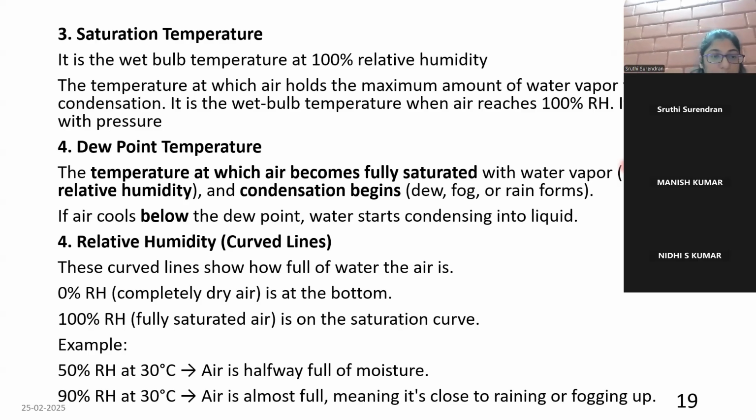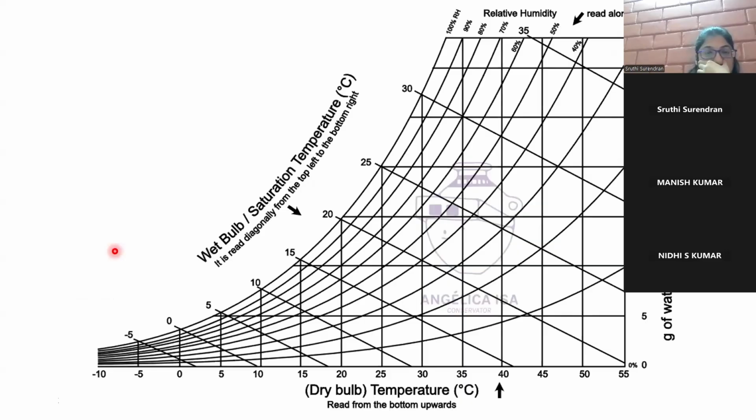And relative humidity over here, they have said the curved lines are the ones that are showing how full the water is in the air. So if it is 0% RH, it means that the air is completely dry. There is no water vapor. 100% RH means the air is fully saturated with water vapor. So these are some terms that are there in the psychrometric chart.